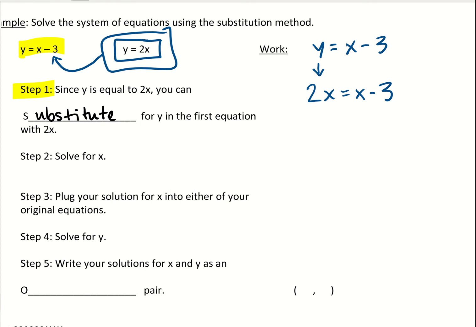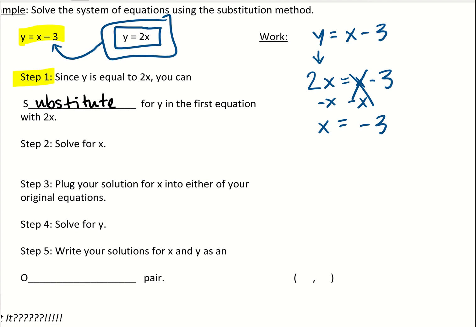Step 2 is to solve for x. In order to do that, I want all my variable terms on one side and all of my numbers on the other side. So I'm going to subtract x from both sides, which leaves me with x equals negative 3. That makes this one pretty easy, because now we don't have to do anything else. We already have x. That's step 2.